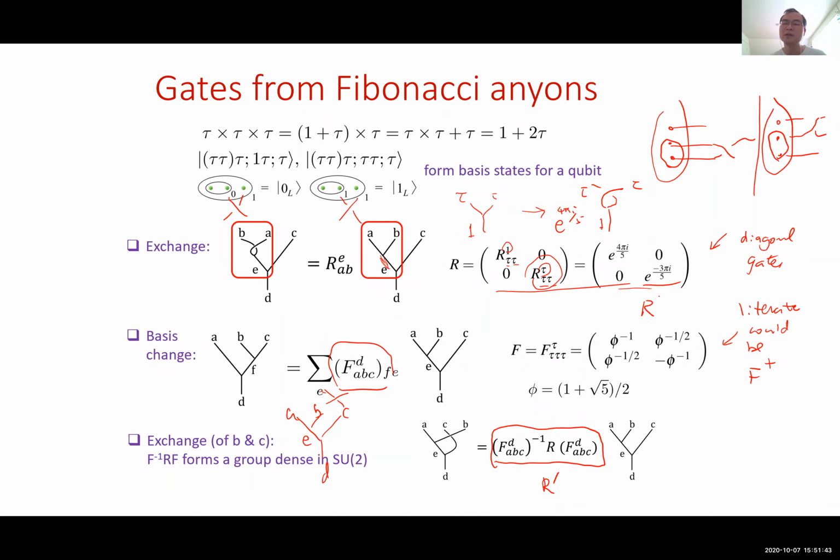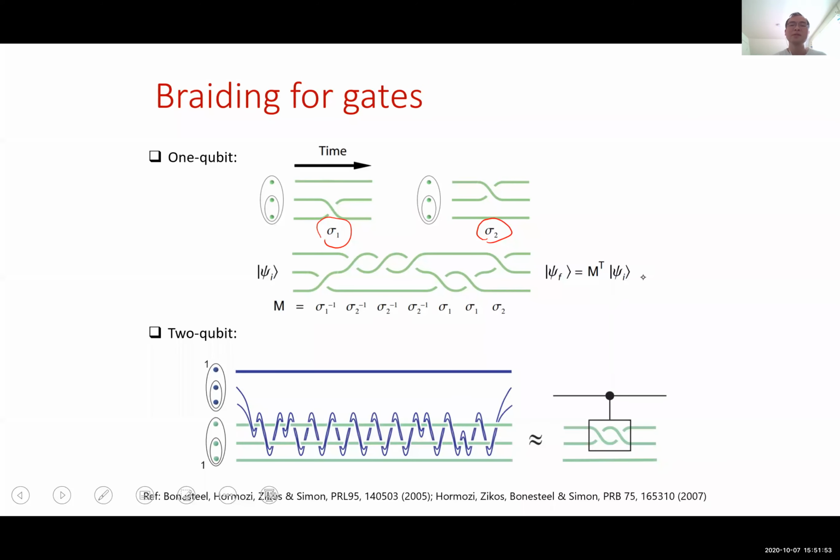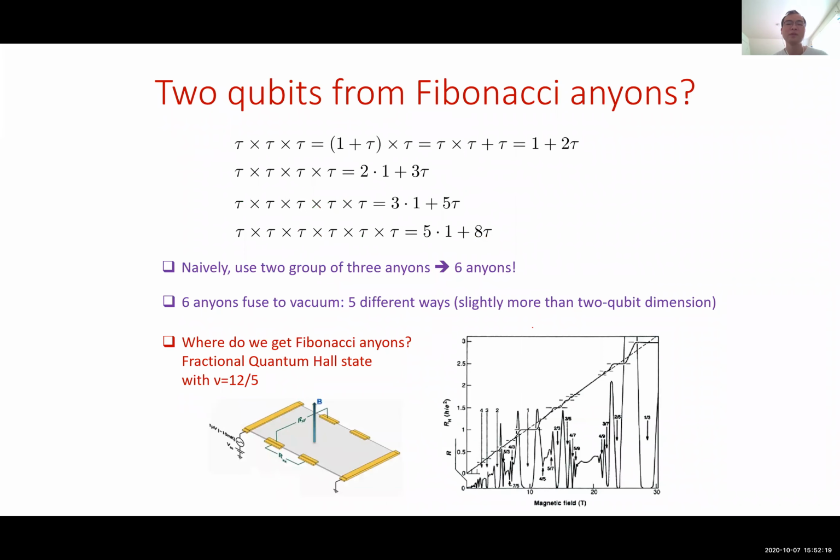So R, if you braid 10 times, is identity, okay? But you can braid 9 times or as many as possible below 10, right? Here you braid 1, 2, 3 times, and then you braid the other combinations, and then you braid this. So this is a sequence of braiding. And if this forms a dense group of SU(2), then you have an arbitrary 1 qubit gate, okay?